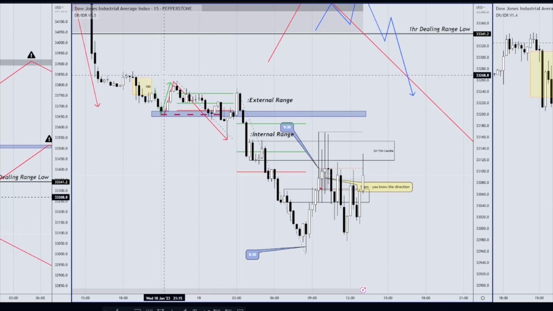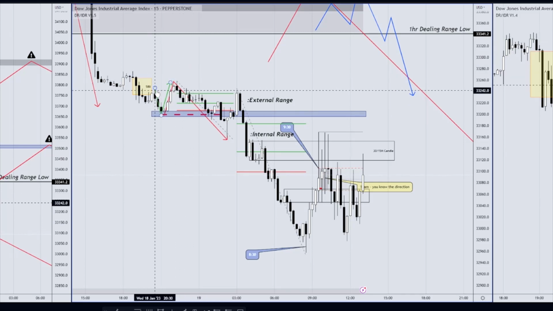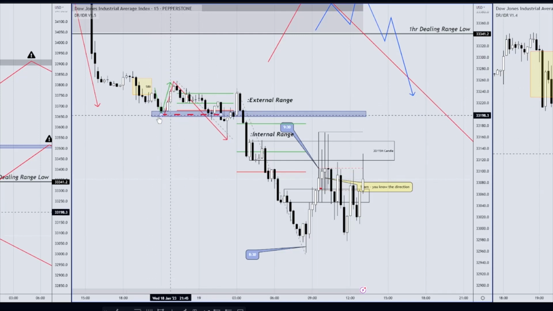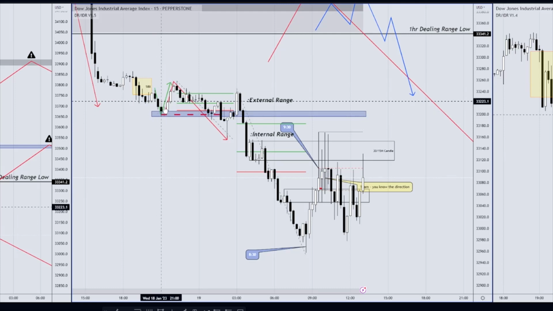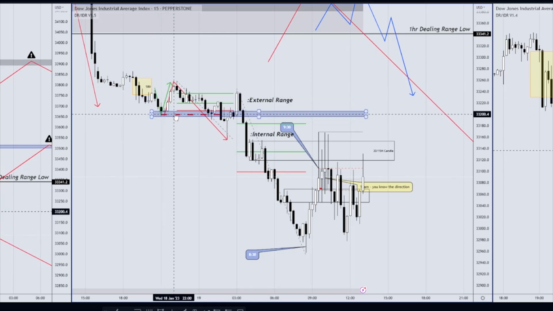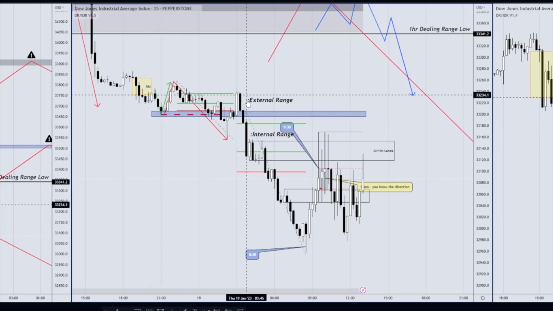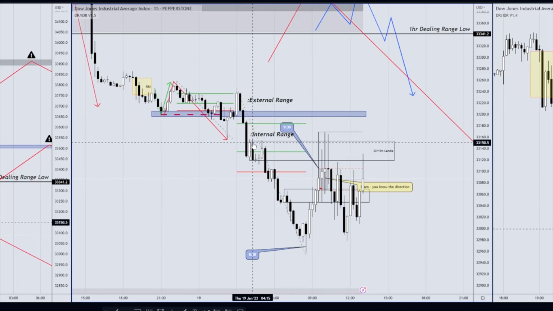So if we look at time, this instance of the breaking structure happened just after midnight, but this is all set up in the Asian session. We have a high, a low, a higher high. This marks out the market maker buy model, and this area that I've marked in blue is the zone which marks out the external range and the internal range.